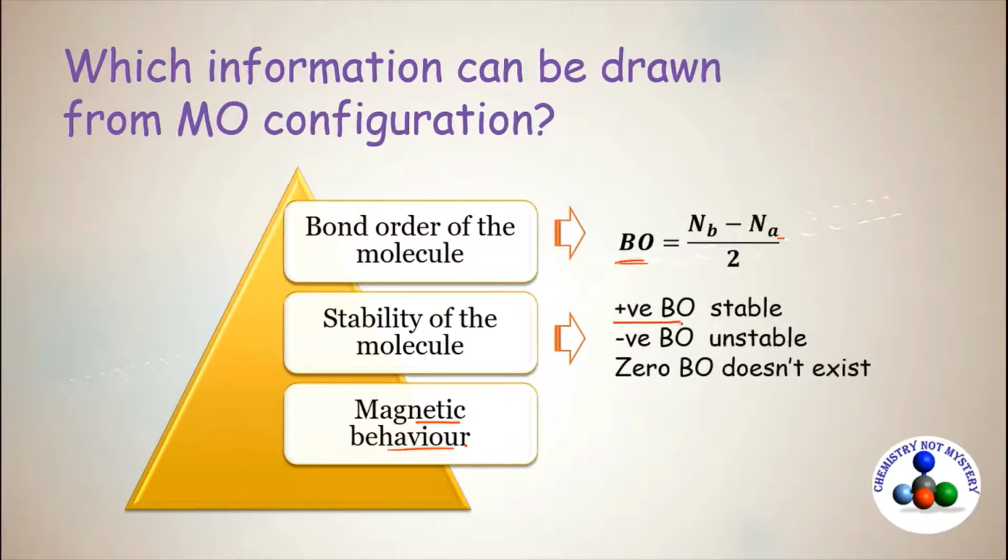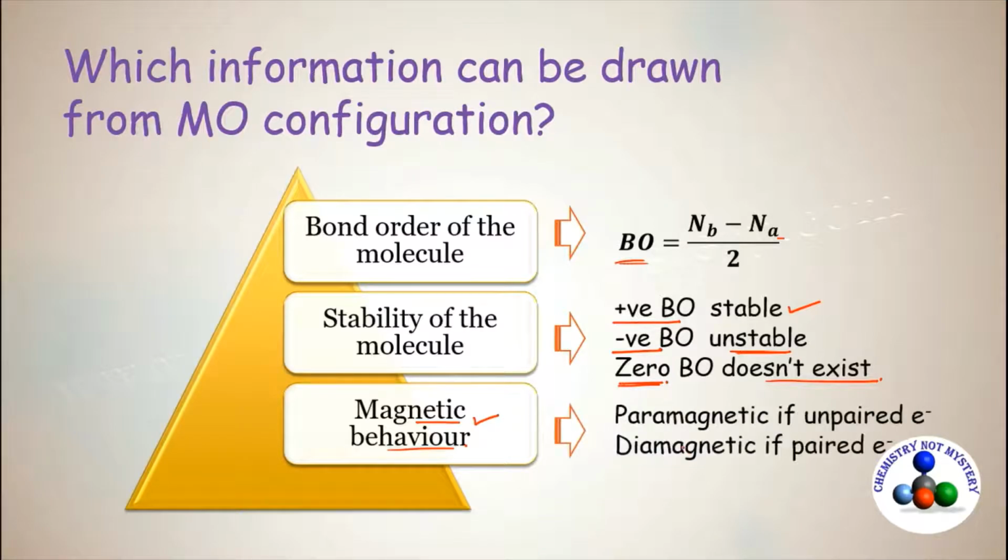On the basis of bond order, you can predict the stability of the molecule. If you get a positive bond order, that means the molecule will be stable. But if you get a negative bond order, that means the molecule will be unstable. And if you get zero bond order, that means the molecule does not exist. On the basis of the molecular orbital diagram and molecular orbital configuration, you can predict the magnetic behavior. If all the electrons are paired, that means the molecule will be diamagnetic. But if there is any unpaired electron, the molecule will be paramagnetic.